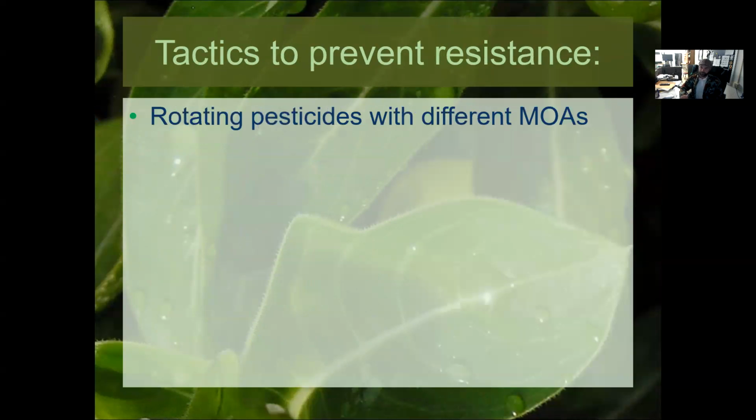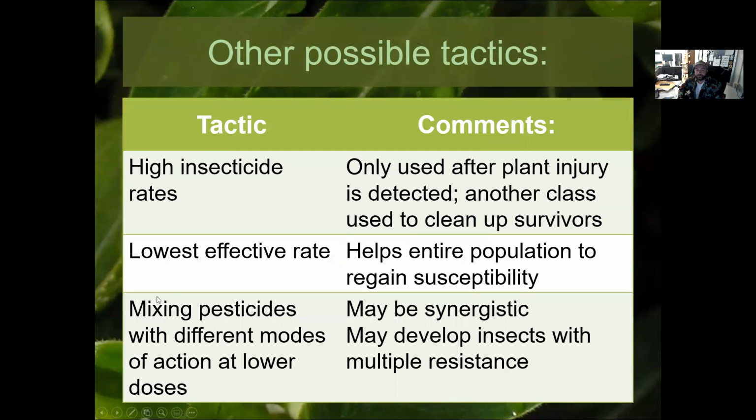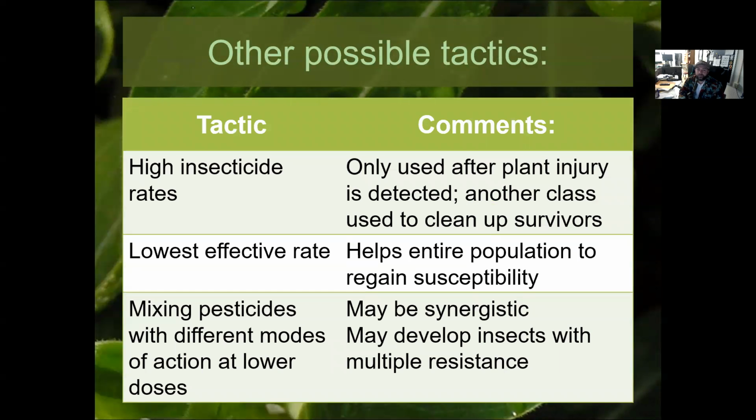So, tactics to prevent resistance. Rotating pesticides, like I just said, with other modes of action. Using growth regulators, using insecticidal soaps and horticultural oils. At the end of the day, what it's saying here is you need to use a lot of different things over short time periods. If you're using the same thing over and over and over again, you're not going to be as effective in the long run. Other possible tactics: high insecticide rates, only used after plant injury is detected.